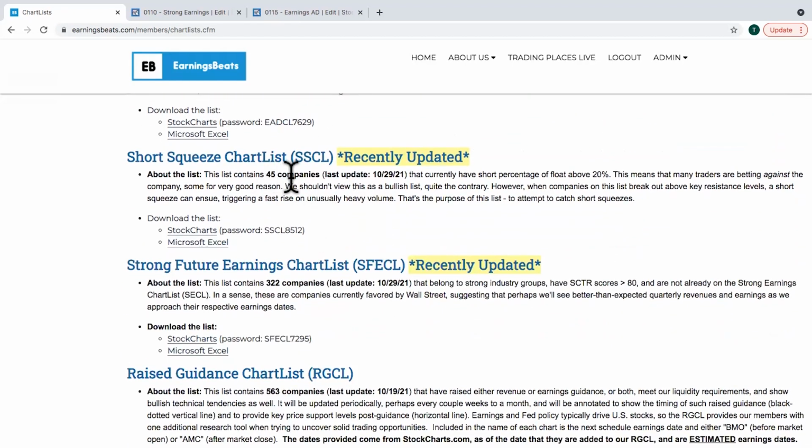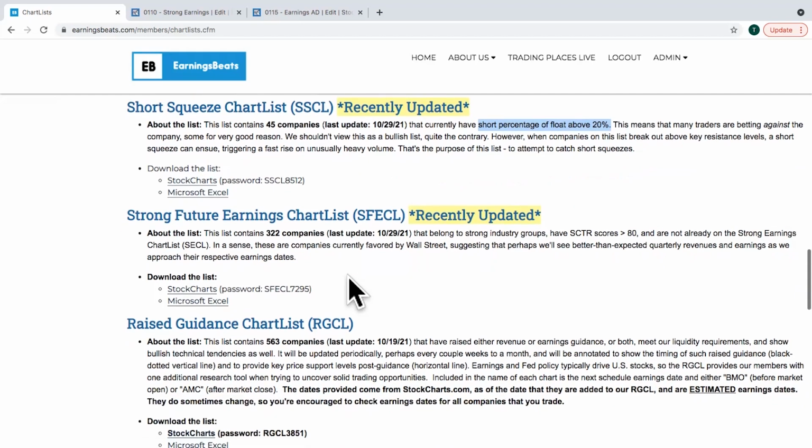Then we get into the short squeeze chart list. We've been following short squeezes for quite some time. I actually wrote an article back in September of 2020 talking about GameStop and how it could be the mother of all short squeezes. And it turned out the stock, at the time I wrote about it, was about $6 or $7. It went to 500 because of the massive short interest that was in the stock. So we have a chart list of potential short squeeze stocks. These are all companies that have short percentage of float above 20%.